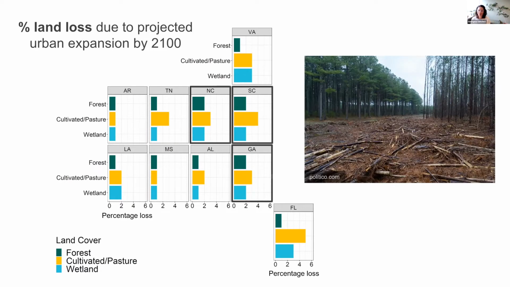All right, let's break this down a bit more. We see that the states with the highest projected forest loss are North Carolina, South Carolina, and Georgia. This potential threat to forested lands could impact not just carbon budgets, but also water resources. We know that forests are important ecosystems that provide services for cleaner water and control water quantity as well.